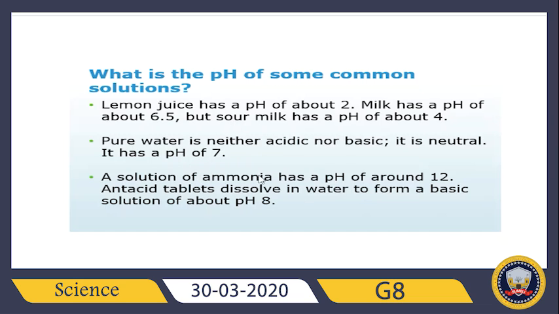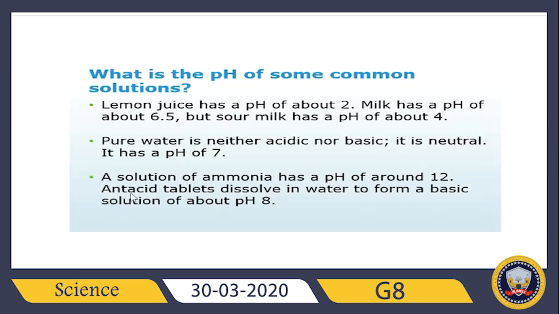Guys, a solution of ammonia, you remember that we talked about ammonia, and ammonia has the chemical formula NH3. So ammonia has a pH of around what? 12. So guys, ammonia, as we know, is a kind of strong base actually, and it's a base solution because its pH value is greater than 7.